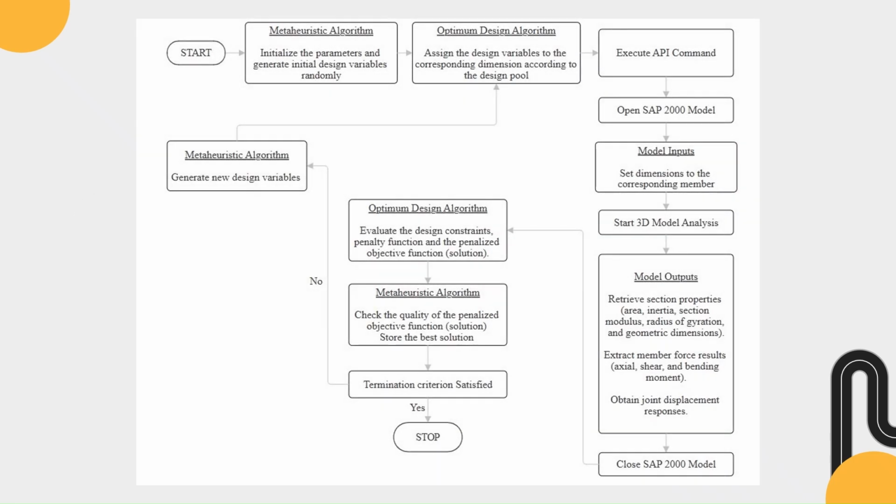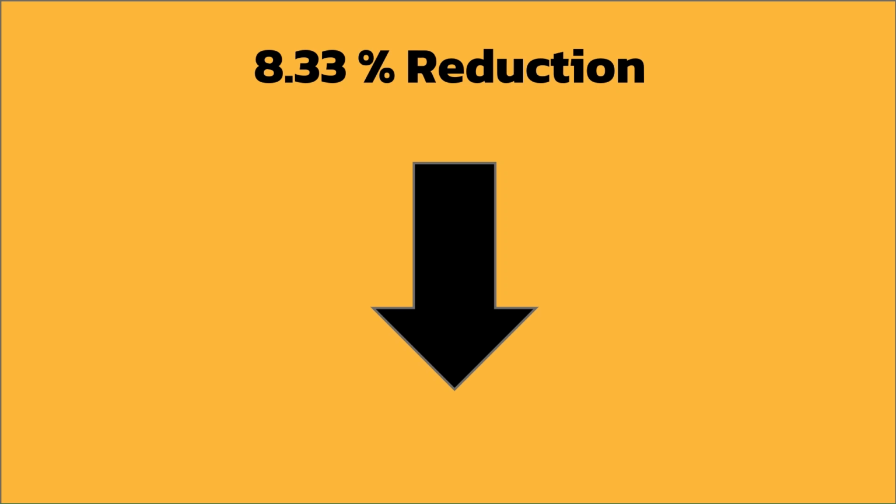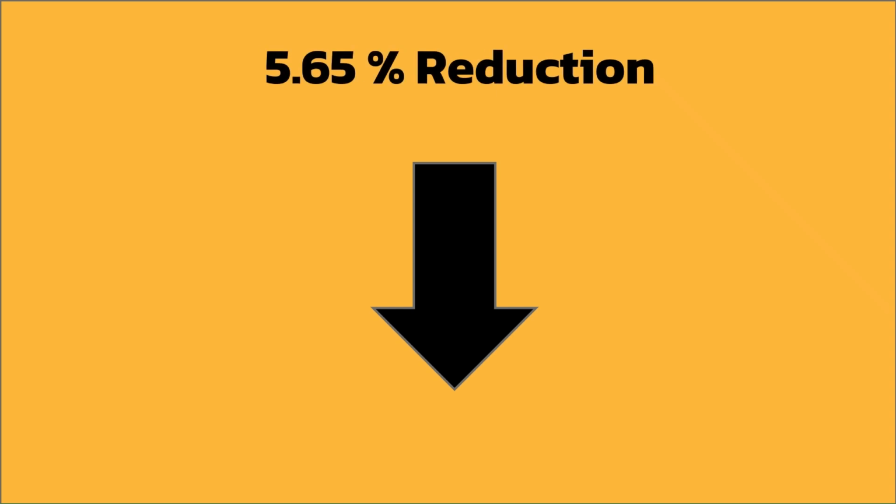Diagram before running the optimization problem, in combination between SAP 2000 using the API command with MATLAB. The problem in MATLAB, the best possible reduction that we have made in comparison with our manual design is 8.33% from the original manual design structural weight. And MATLAB also has achieved a reduction in the weight equivalent to 5.65% in weight.